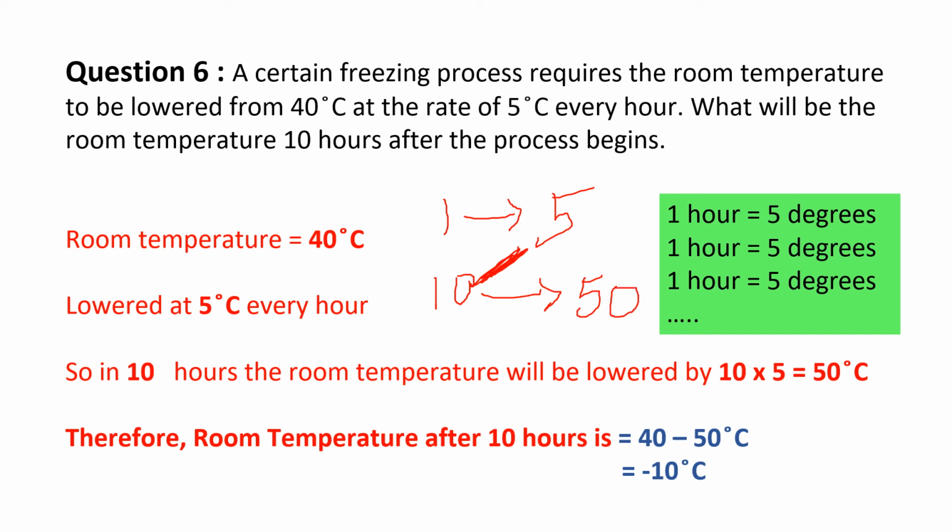So without writing all those long sentences, you can get it from the question itself. In 1 hour they decreased it by 5 degrees, so in 10 hours they'll decrease it by 50 degrees. So the room temperature after 10 hours will go from 40, decrease by 50, and become minus 10. That is how they got minus 10 degrees Celsius room temperature after 10 hours. Okay, next question.